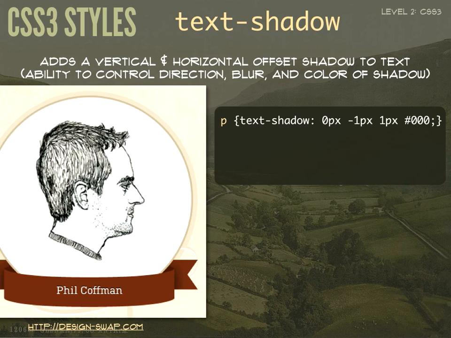So the way that we render this property is with a couple of values. First, we have the X offset value, then we have the Y offset value. Then we have the blur value. By setting these values, we can create a variety of different shadows for our text. And then finally, we can also set the color.